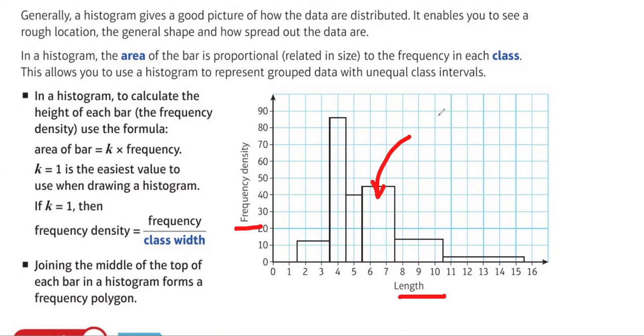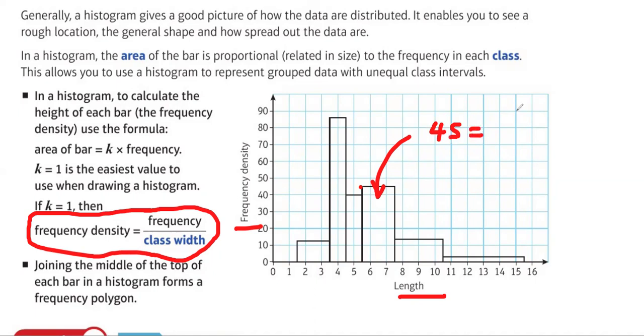How to find that? Using this equation. What is the frequency density of this one? 45. Equals, we have to find the frequency, then divide by class width. How much? 0.5 to 1.5, now 2, no? Therefore, F equals 90.